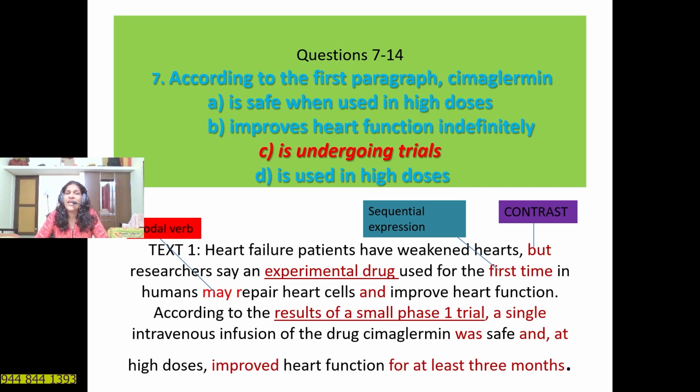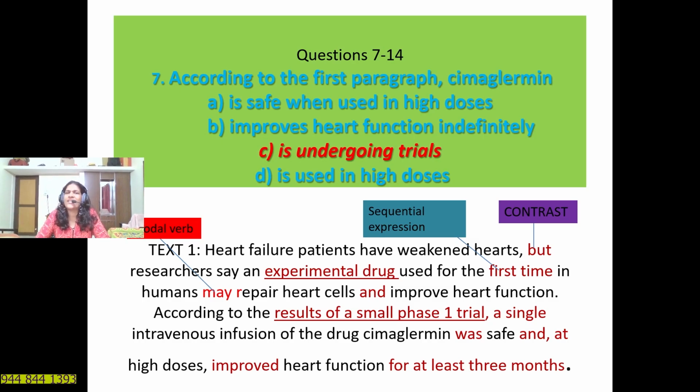And option C is undergoing trials. What is undergoing trials? Undergoing trials is nothing but the drug is being experimented on. So it is given here: researchers say an experimental drug used. So for the first time, they are doing it. They use this one for the first time, and according to the results, they found this. So that means the experimenting is going on. They are doing it and it is not confirmed.